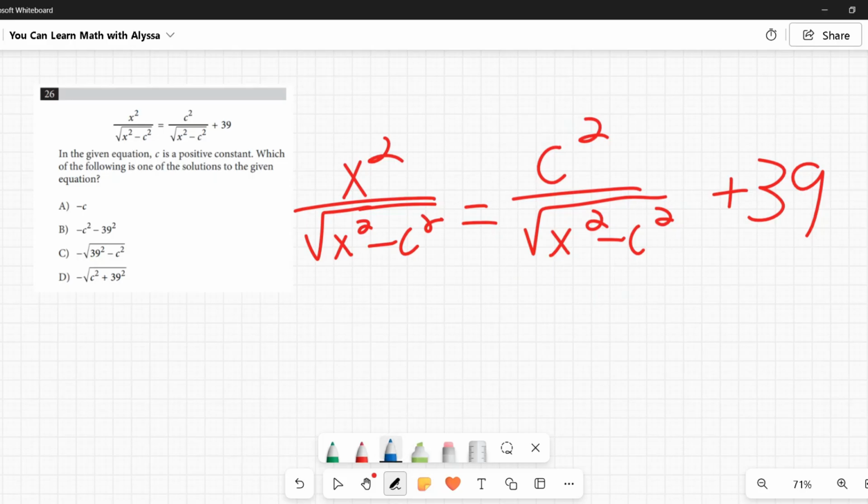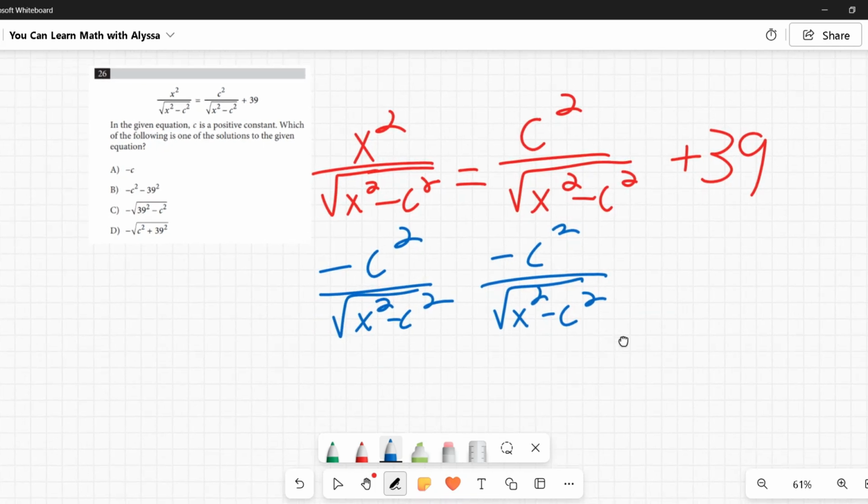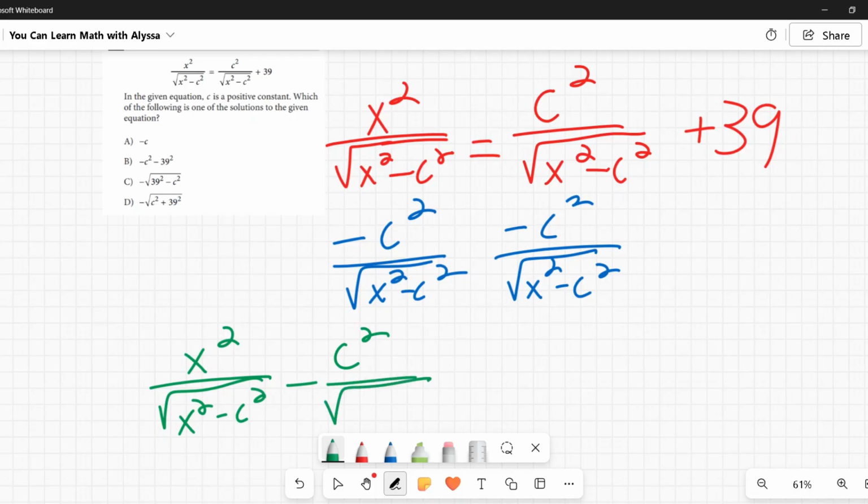So we're going to subtract c squared over the square root of x squared minus c squared, and do the same thing over here. Subtract c squared all over the square root of x squared minus c squared. And that is going to give you on the left-hand side x squared over the square root of x squared minus c squared, minus c squared all over the square root of x squared minus c squared, equals 39. Those cancel out on the right.